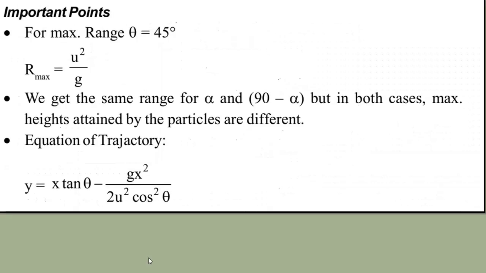Then, important point: for maximum range, theta is equal to 45 degrees. So R max is equal to u squared divided by g. We get the same range for alpha and 90 minus alpha, but in both cases the maximum height attained by the particle is different. Equation of trajectory: y is equal to x tan theta minus g x squared divided by 2u squared cos squared theta.